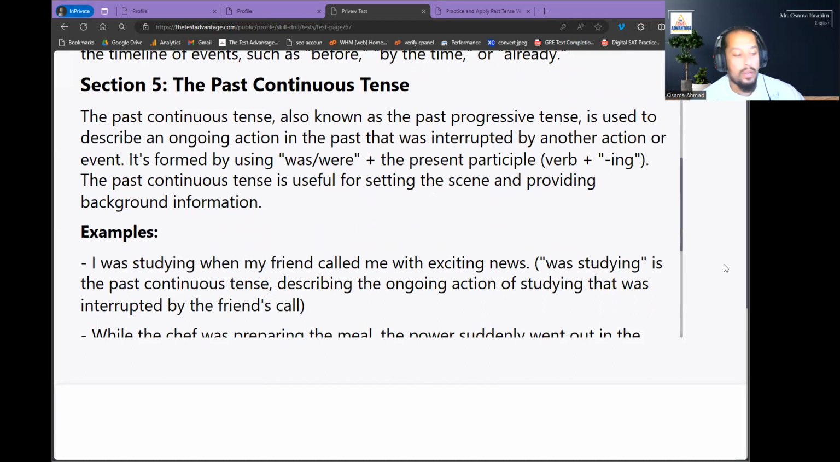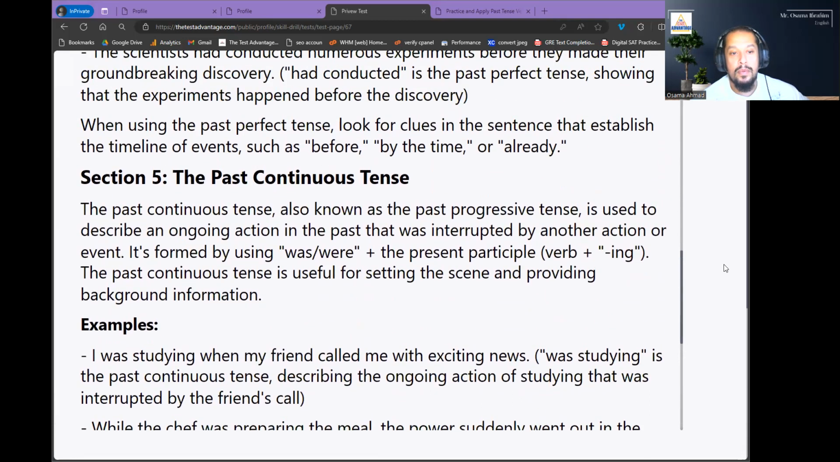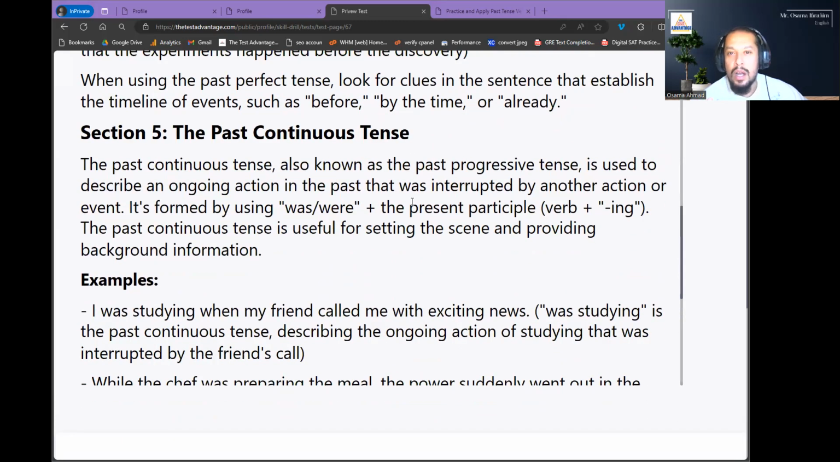And the final one here is the past continuous. Now, this is not really a common answer. However, it has appeared on exams. The past continuous, known as the past progressive, is used to describe an ongoing action in the past that was interrupted by another action or event. It's formed using was or were plus the participle with ing. The past continuous is useful for setting the scene and providing background information. I mean, you don't have to worry about that part, right?